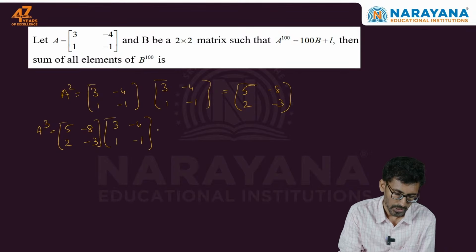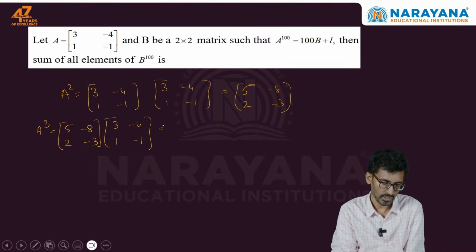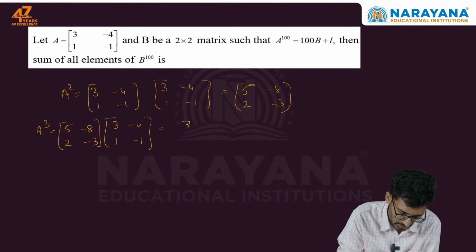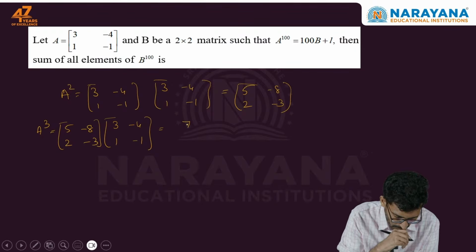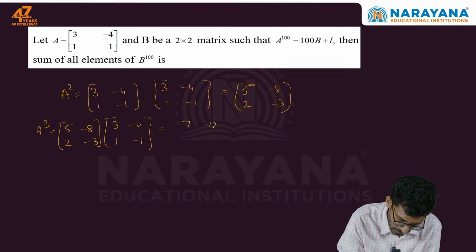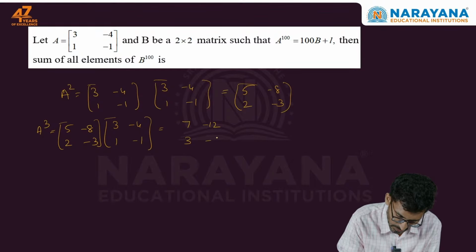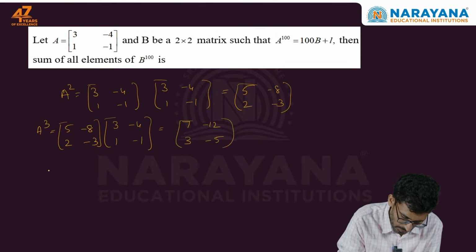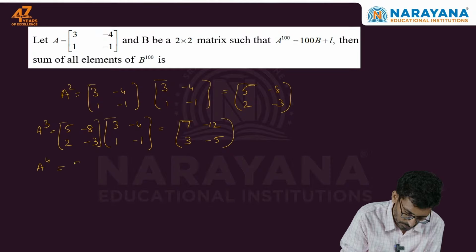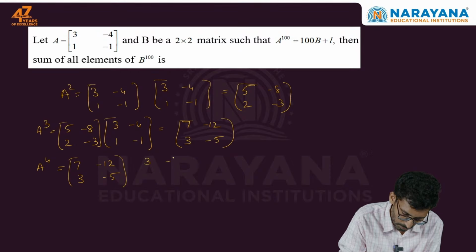So when we multiply these two matrices, first row, first element will be 15 minus 8, which is 7. Next one, minus 20 plus 8, so minus 12. 6 minus 3, 3. Next one, minus 8 plus 3, so it is equal to minus 5. Similarly, I will find A power 4: [7 -12; 3 -5] into [3 -4; 1 -1].